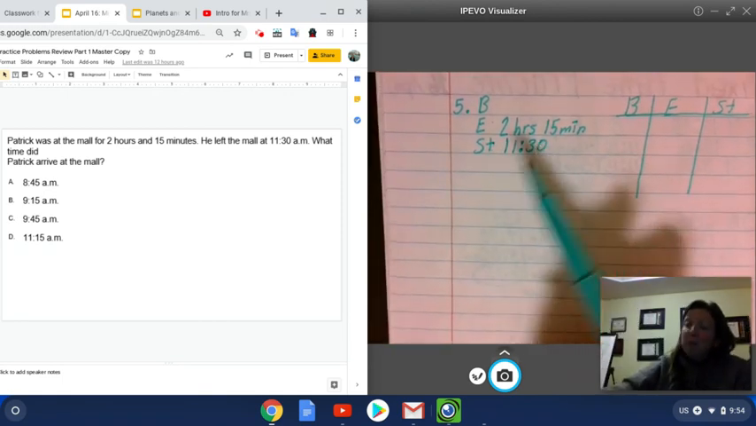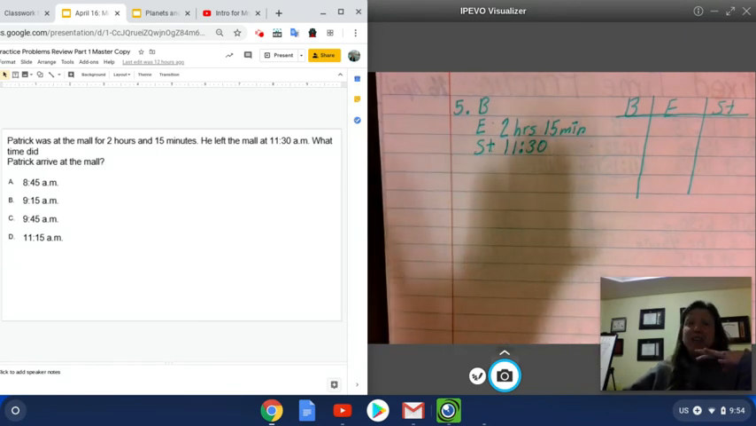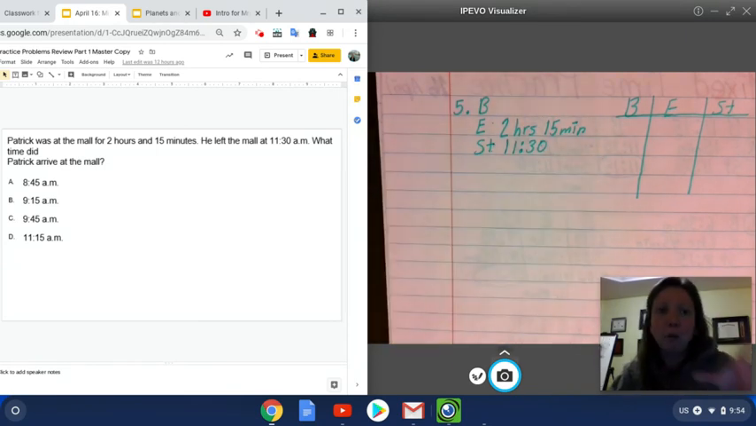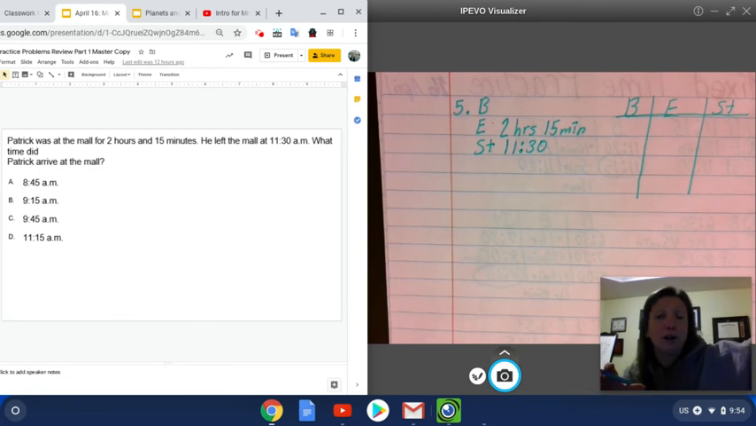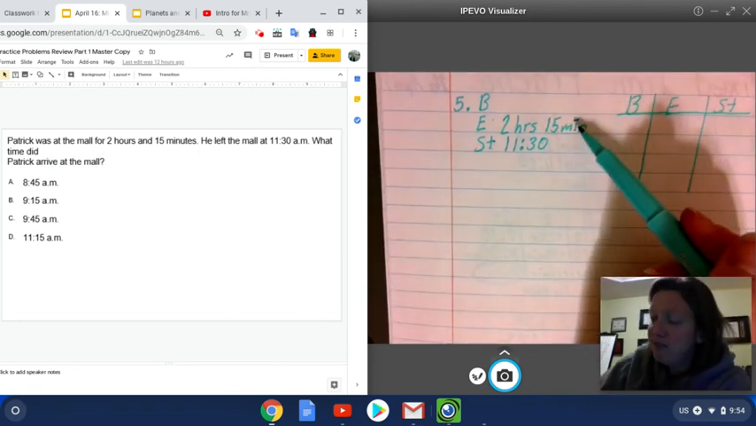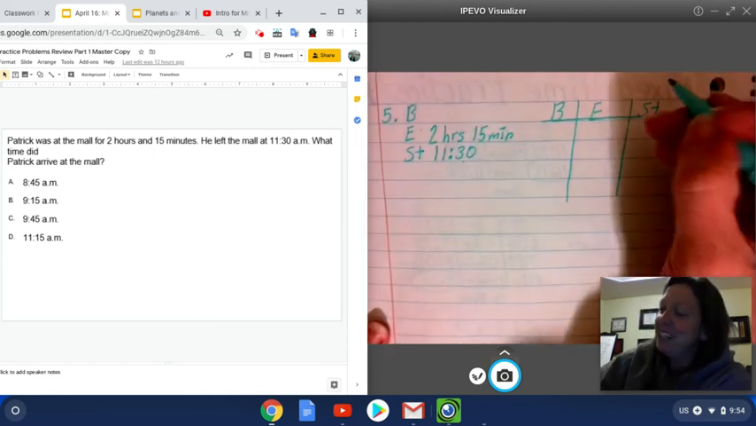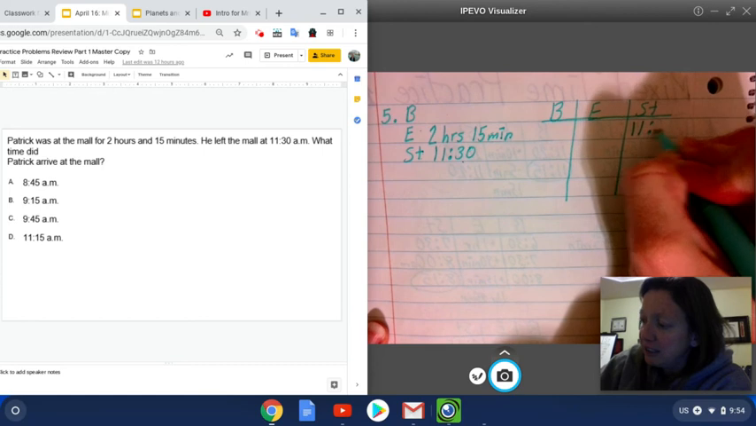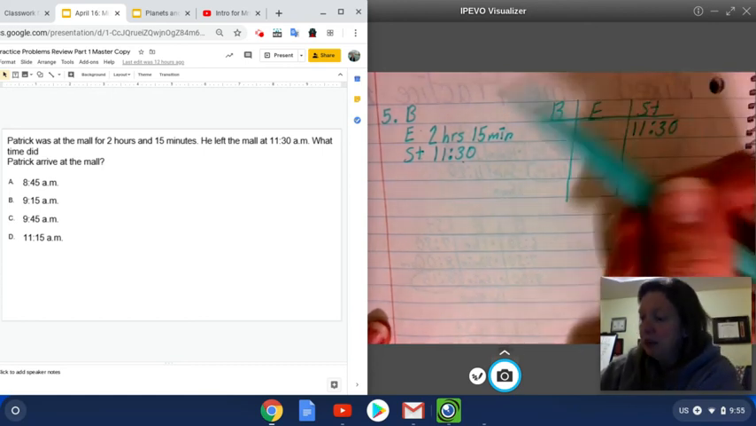So it'd be 11:30. The time would be after 11:30. Or since it's trying to find the beginning time, we're trying to look at the stopping point and go back. So we're going to actually subtract the time and go counterclockwise, because we're trying to find out what 2 hours and 15 minutes before 11:30 is. So that's where we're going to start over here and we're going to subtract that time.